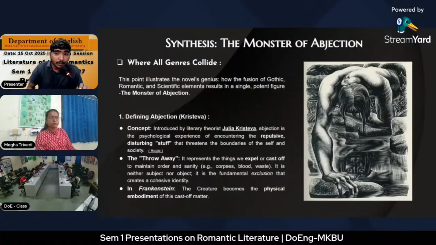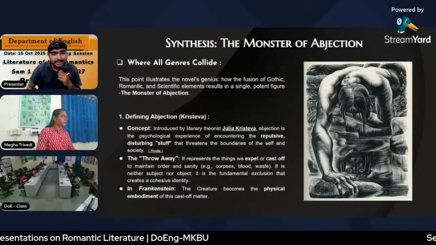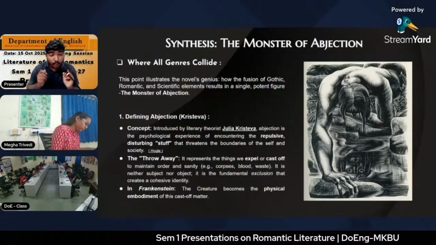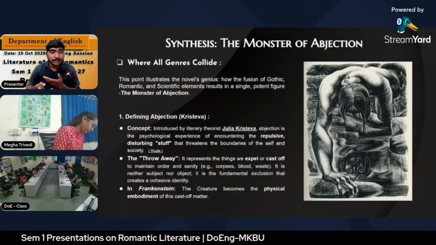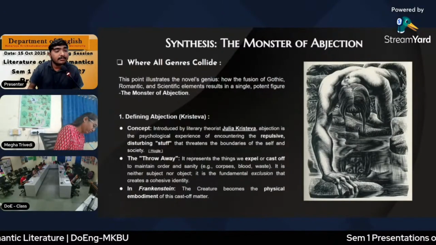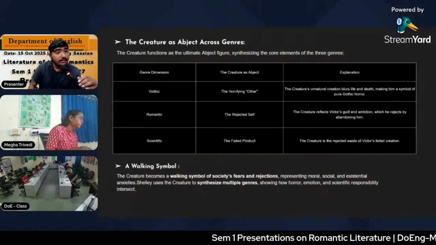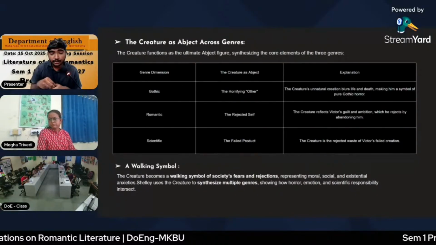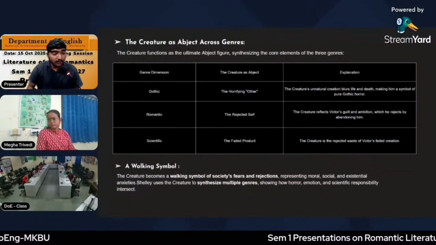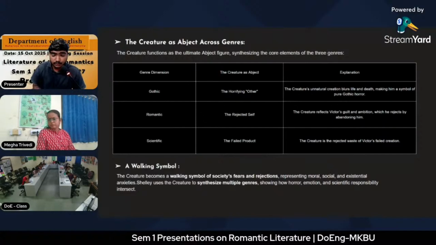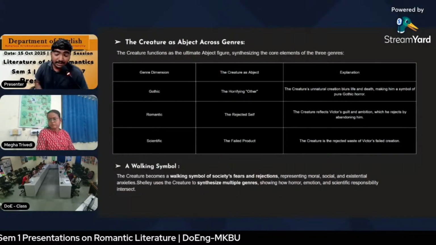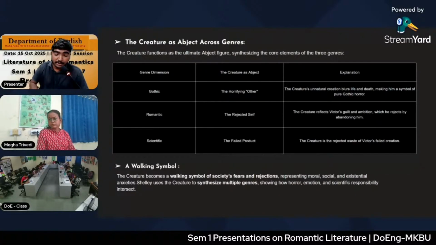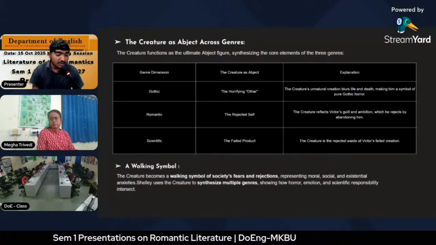Okay, the synthesis of the monster's objection, where all genres collide. This point illustrates the novel's genius: how the focus on the Gothic, romantic, and scientific elements results in a single protagonist, a monster of objection. There are Kristeva's ideas of objection across genres. First, the Gothic represents a horrifying other, the romantic is a rejection of self, and the scientific is the failure of product. Walking symbols: the creation becomes a walking symbol of society's fear and rejection, representing moral society and accident. Shelley uses the creature to synthesize multiple genres, showing how horror, emotion, and scientific responsibility intersect.